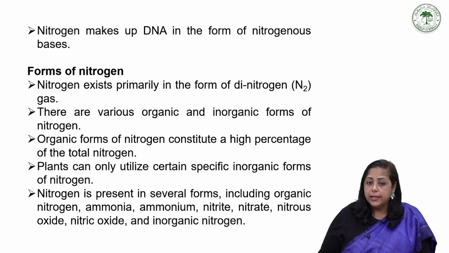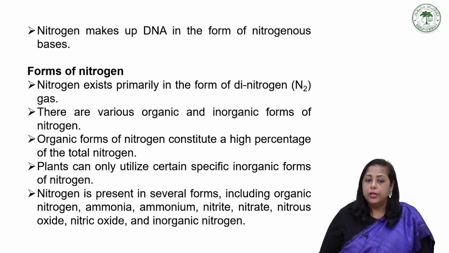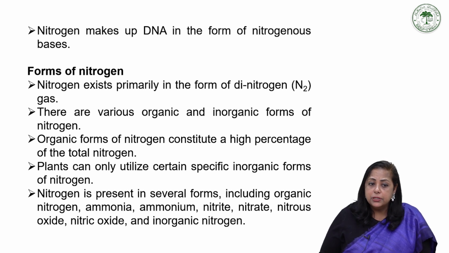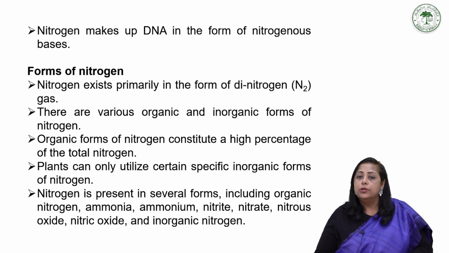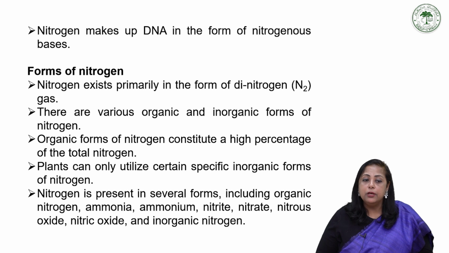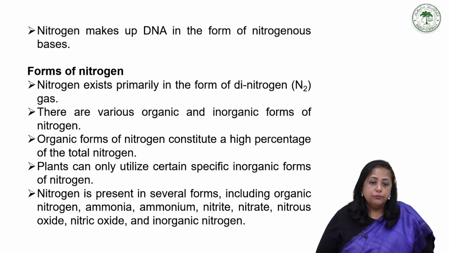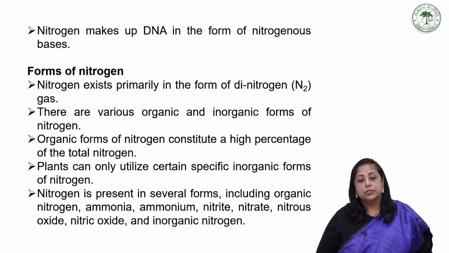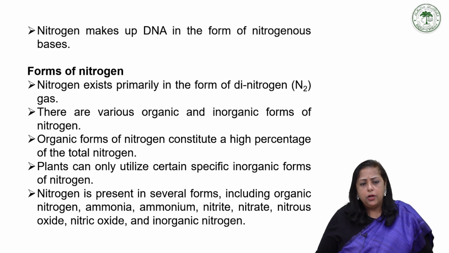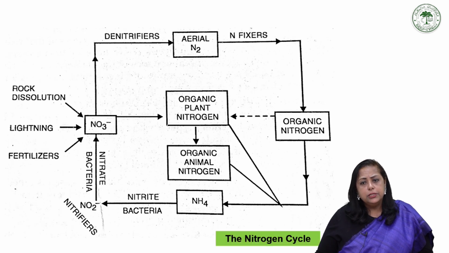There are various organic and inorganic forms of nitrogen. Organic forms of nitrogen constitute a high percentage of the total nitrogen. And plants can only utilize certain specific inorganic forms of nitrogen. Nitrogen is present in several forms including organic nitrogen, ammonia, ammonium, nitrate, nitrite, nitrous oxide, nitric oxide, and inorganic nitrogen. So these are the different forms of nitrogen. So this is the cycle.